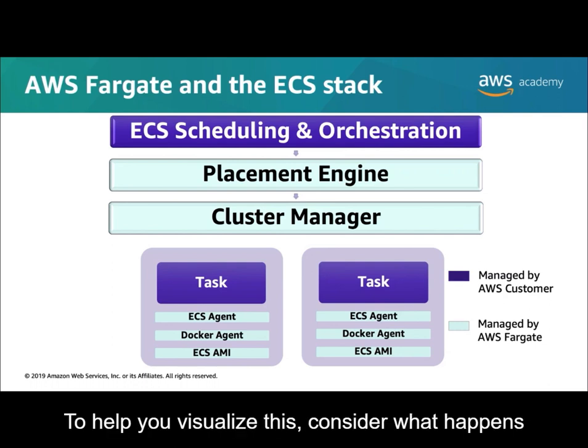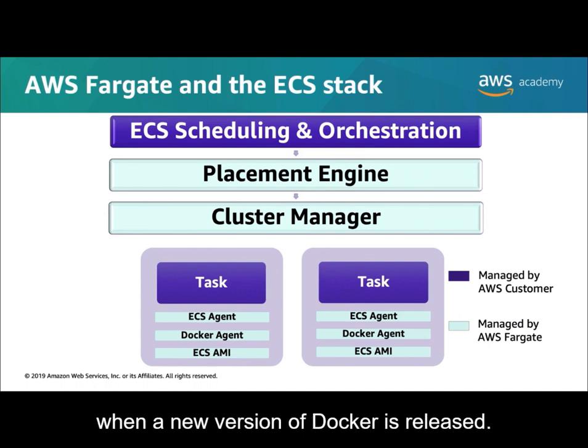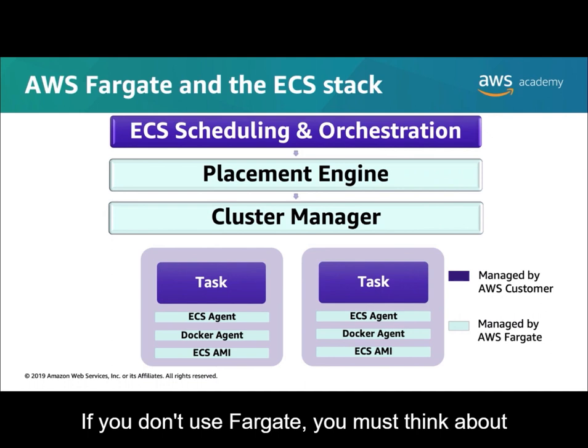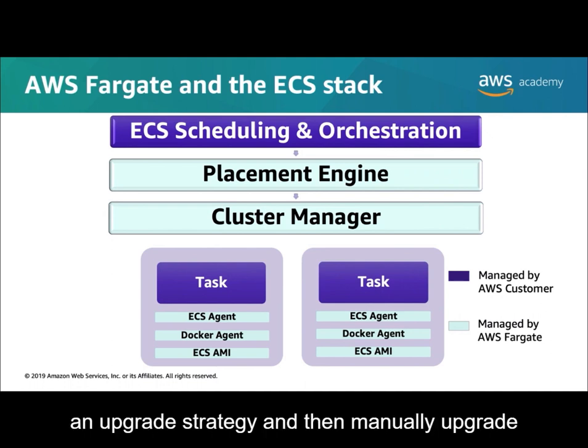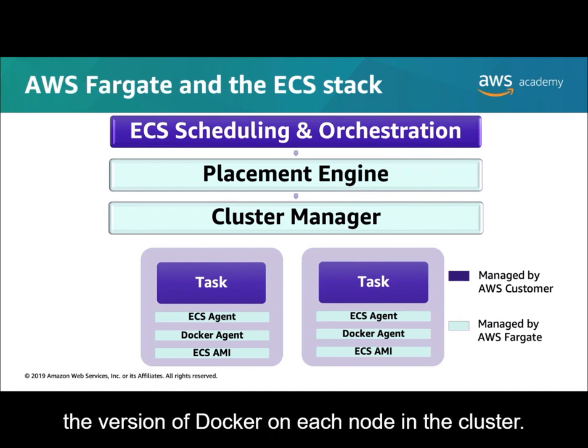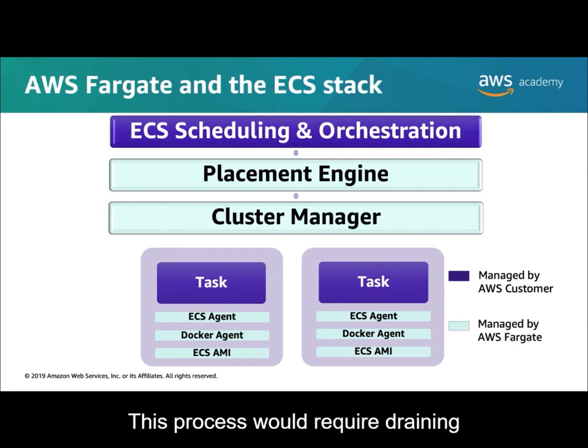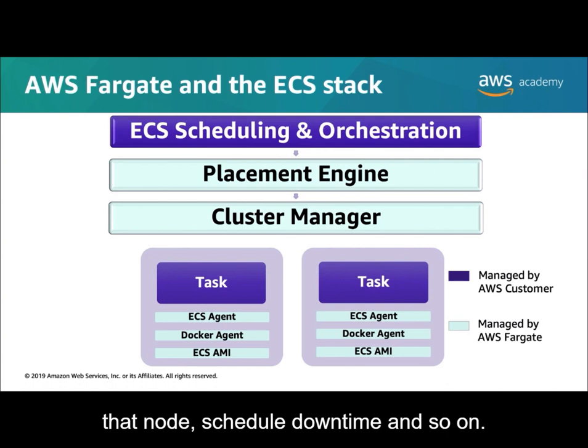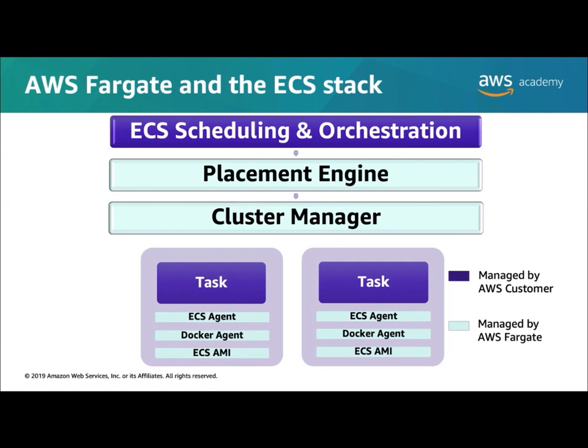To help you visualize this, consider what happens when a new version of Docker is released. If you don't use Fargate, you must think about an upgrade strategy and then manually upgrade the version of Docker on each node in the cluster. This process would require draining that node, scheduled downtime, and so on. With Fargate, all these tasks are taken care of on your behalf.